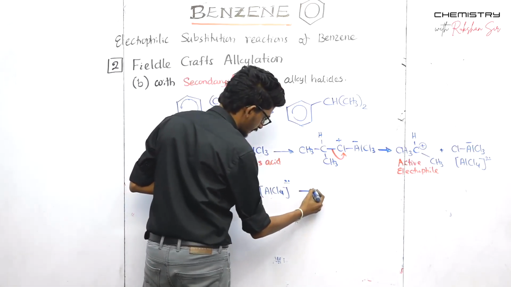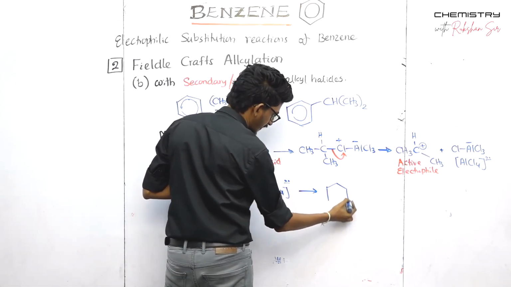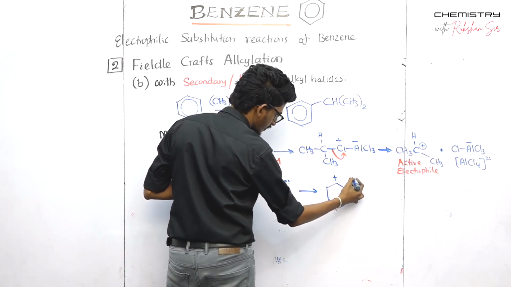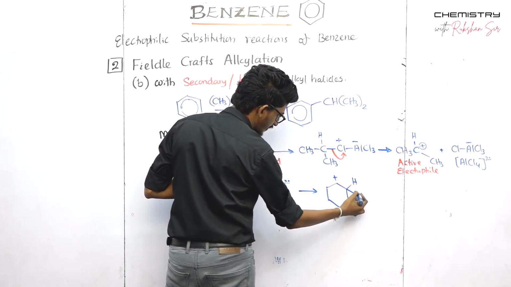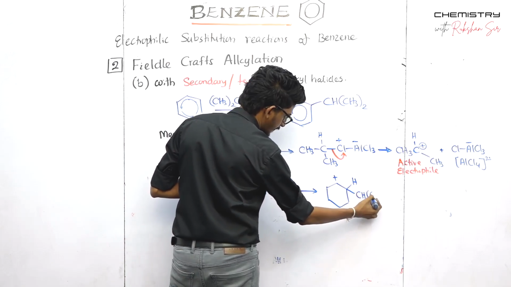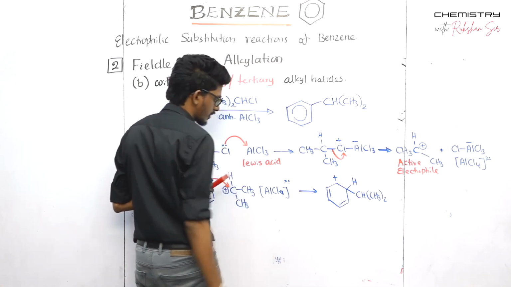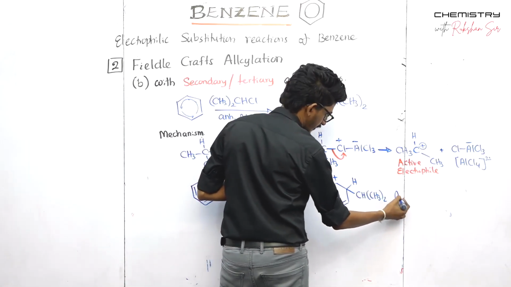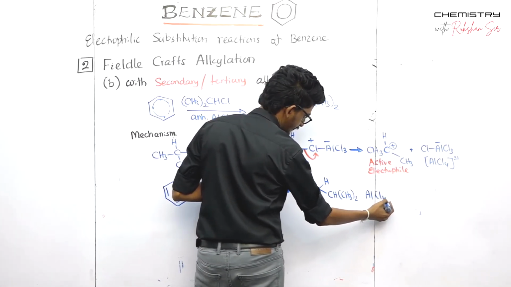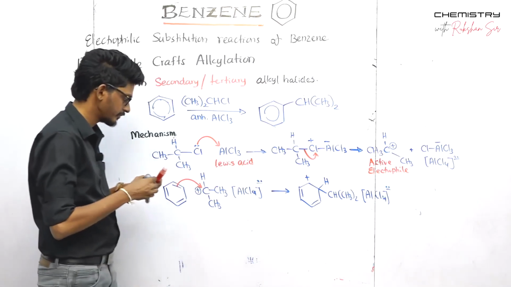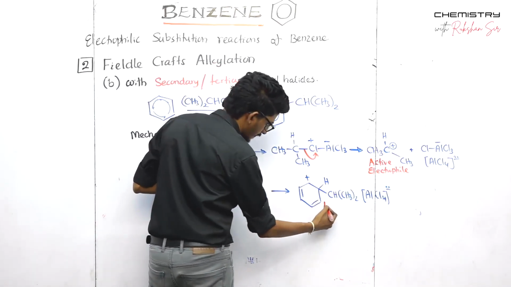So we will come up with the arenium ion. Don't forget to put the hydrogen on the arenium ion. It is created like this. And don't forget to write the AlCl4 minus as well. This is the arenium ion, right?